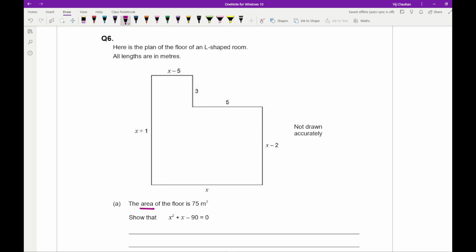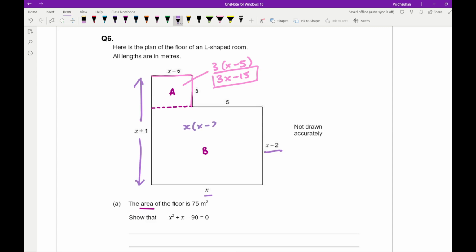Because this is a compound shape, what we need to do is break this shape up into 2 sections. So I've got A and I've got B. Looking at the area expression for A, we need to know the length and the width. So here, we're going to have 3 lots of x minus 5, which is 3x minus 15. Let's put a little box around that. Then for B, we're looking at the 2 dimensions. Now x plus 1 is all of this, but the 2 dimensions we need to use are these 2 here. So the area is going to be x lots of x minus 2, which when we expand it is x squared minus 2x.